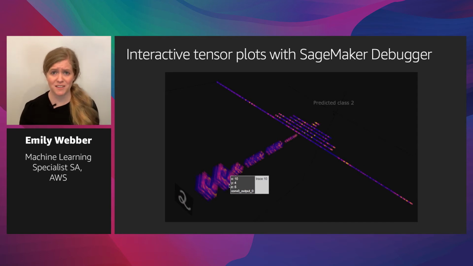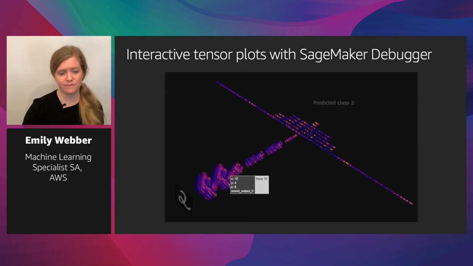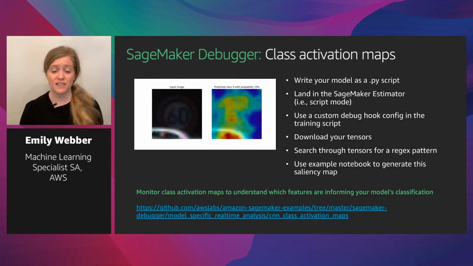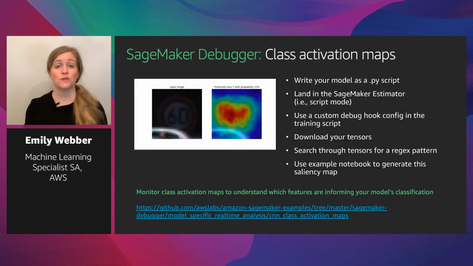And so obviously this is a really compelling visual to share with your stakeholders who might want to understand in more detail how your neural network is able to perform. In addition, SageMaker Debugger offers class activation maps.